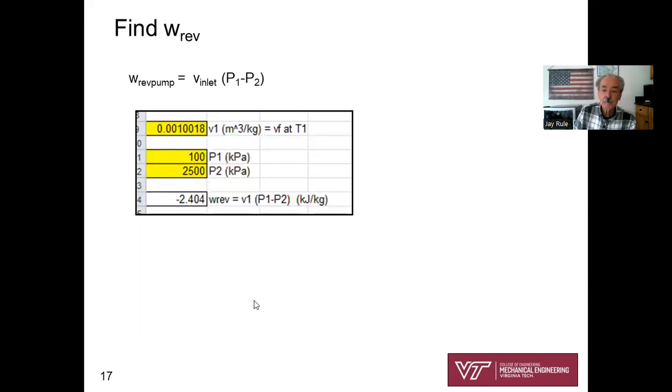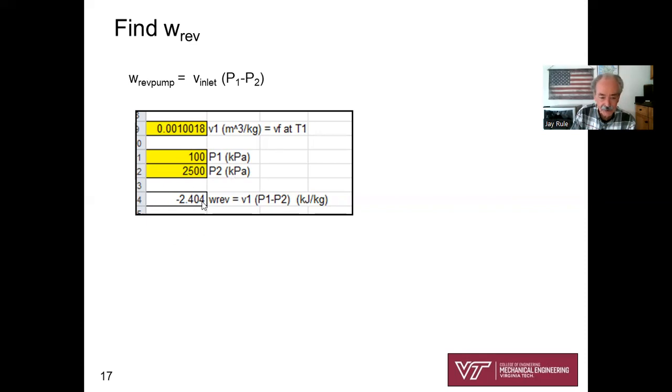Okay, so let's find the reversible work for the pump. It's V inlet times P1 minus P2. We just wrote down the specific volume. We've got our pressures. Don't forget, if you stay in kPa, that's going to give you the correct units of kilojoules per kilogram. You should have been able to work through the units of that, say, in the second week of class. So recognize P2 is not 2.5, it's 2,500 kPa. 2.5 megapascals, 2,500 kPa, and that's going to give you negative 2.4 kilojoules per kilogram.